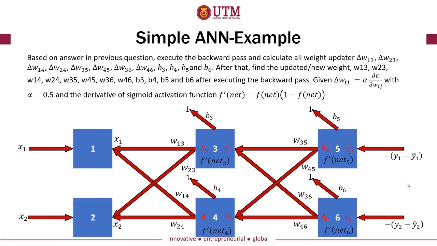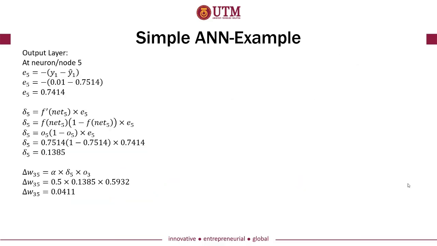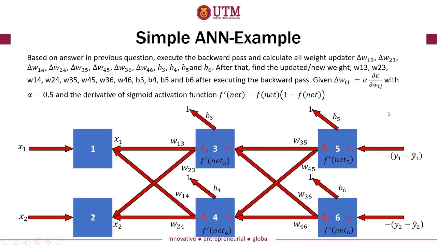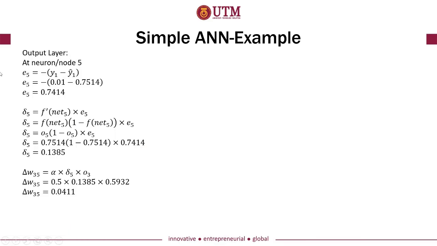Because this is about the backward pass, you need to start at the output layer, since it goes from this side to that side. First you calculate E5, and from E5 you calculate delta 5. Delta 5 is equal to f prime multiplied by E5. Because this is sigmoid, it becomes this.